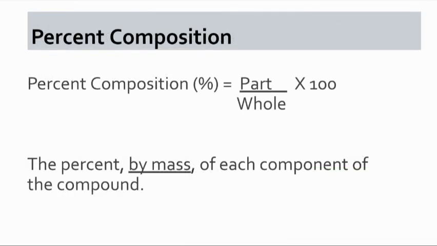We're almost done. Now we need to find percent composition. To find percent composition, we're looking at the percent by mass of each component of the compound, the hydrated and anhydrous version, the water version versus the whole thing. So we're going to take part divided by whole and multiply by 100.